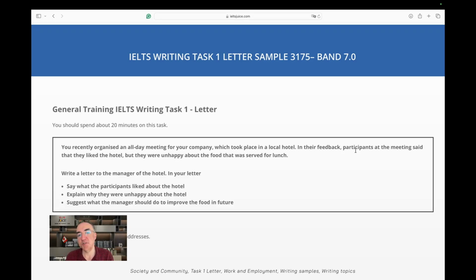Somebody at the kitchen is in trouble, I suppose. But let's see. Write a letter to the manager of the hotel. Oh, you need to talk to the manager. In your letter, say what the participants liked about the hotel. Good. Explain why they were unhappy about the hotel, and suggest what the manager should do to improve the food in future.